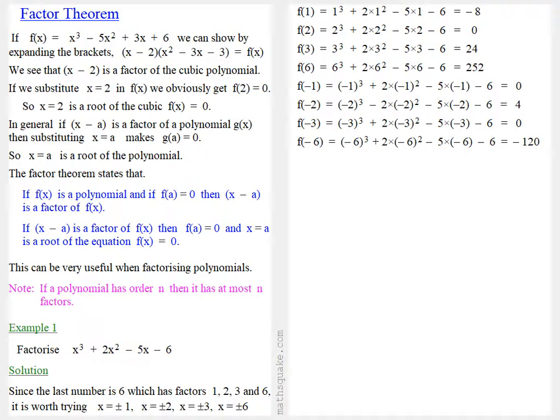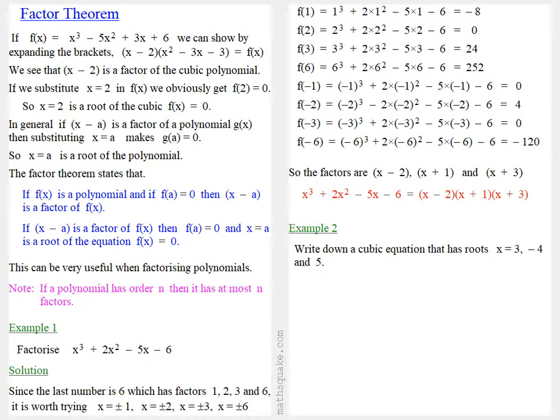So we got a 0 for f(2), f(minus 1), and f(minus 3). So the factors are x minus 2, x plus 1, and x plus 3. So x cubed plus 2x squared minus 5x minus 6 factorizes as (x minus 2)(x plus 1)(x plus 3). Let's look at another example.